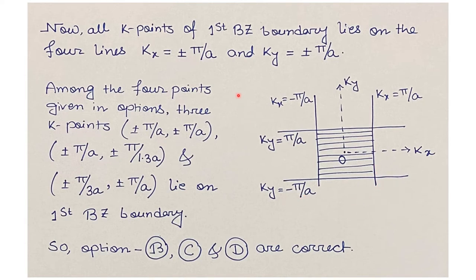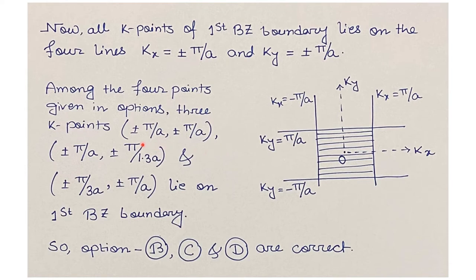Now there are 4 options given. The first option was 0, 0, that is the origin. The origin is not lying on the boundary, so it is not possible to have an energy band gap at the origin. So this option can be eliminated. Now for the other 3 options, we will discuss one by one.